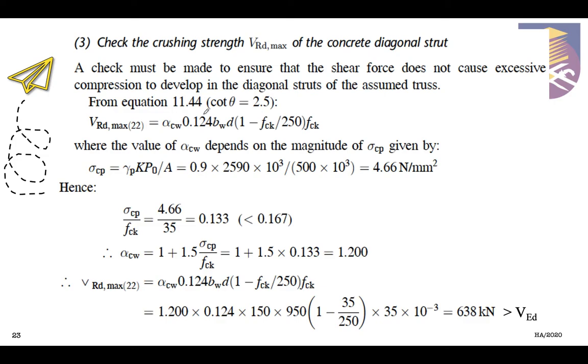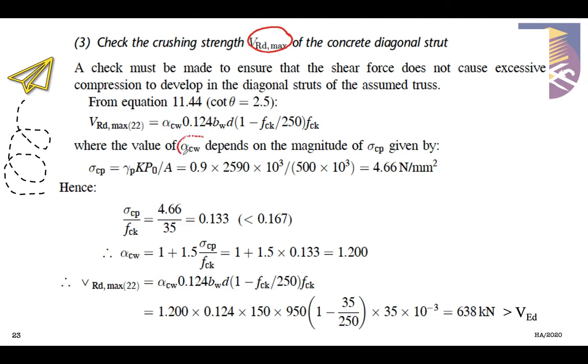Next is the calculation of the VRD max. A check must be made to ensure that the shear force does not cause excessive compression to develop in the diagonal struts of the assumed truss. Therefore, we are going to use this equation of VRD max 22 degrees, where we have already substituted this angle.